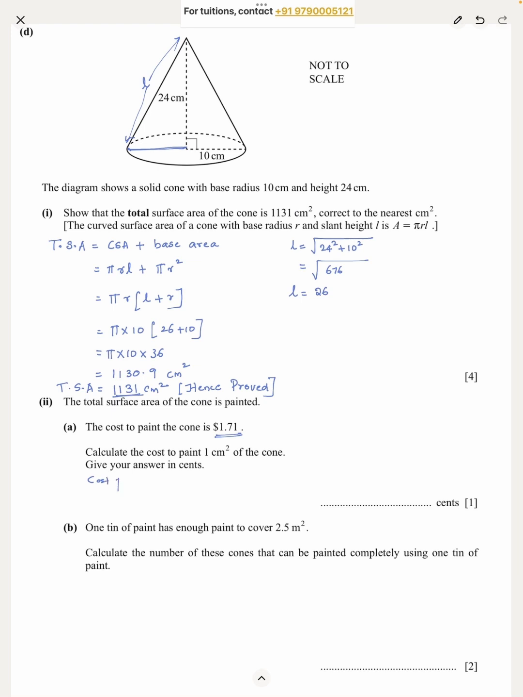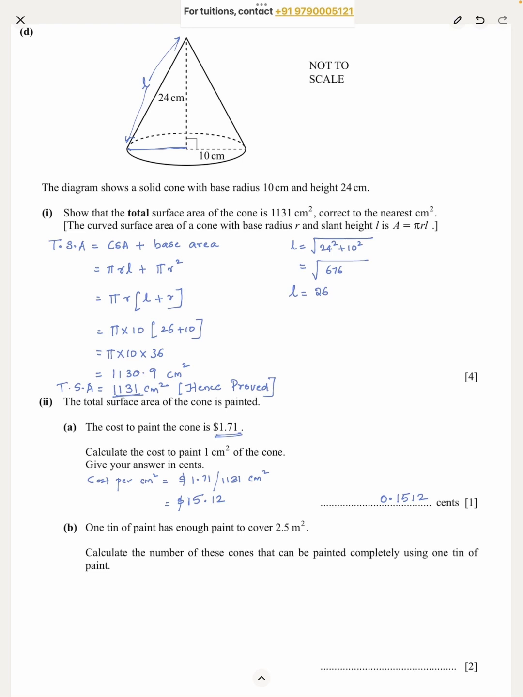So cost per centimeter square will be equal to 1.71 divided by 1131 centimeter square. So on dividing this, we get 15.12 in dollars, but we have to give the answer in cents. So divided by 100, so 0.5152 cents.